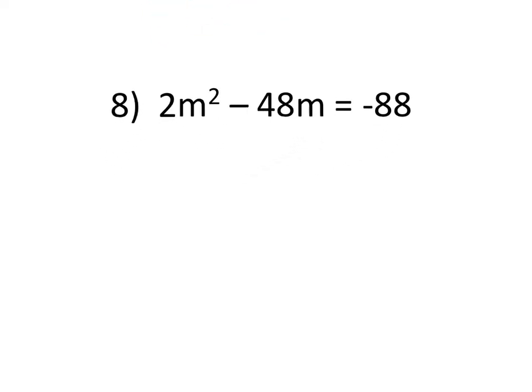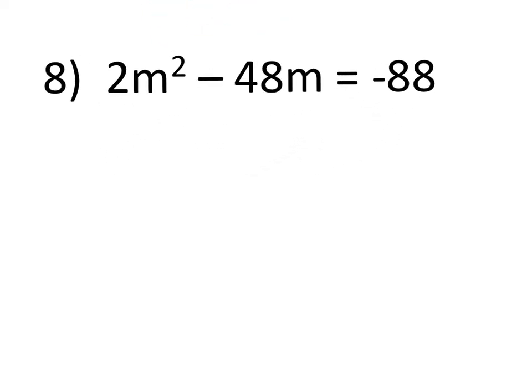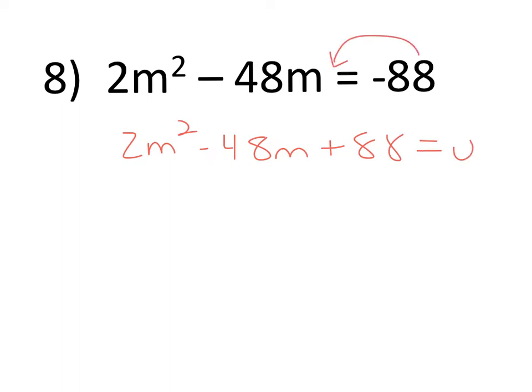Okay, on number 8, the first thing I've got to do is set it equal to 0. So I've got 2m squared minus 48m plus 88 equals 0. Again, I'm just moving it and putting it right there so that it's in standard form. Now I'm going to pull a GCF of 2 out here, and I get m squared minus 24m plus 44 set equal to 0. All right, so I'm looking for factors of 44 that get us negative 24.